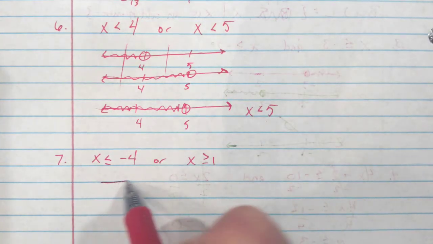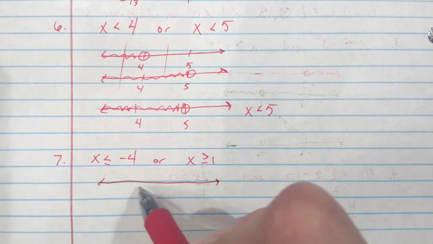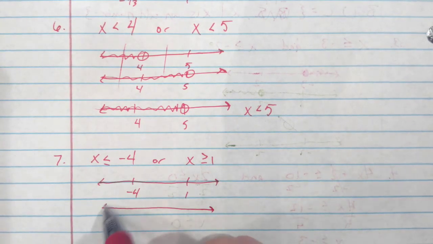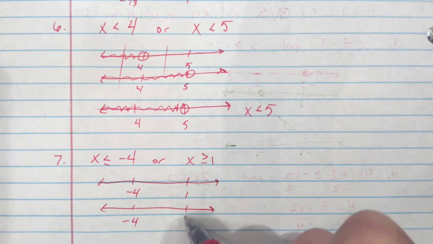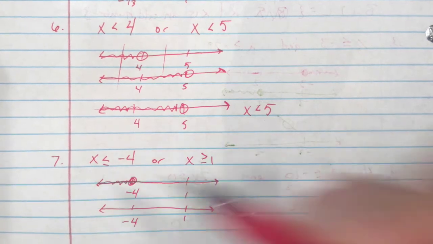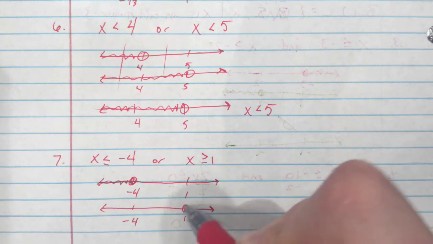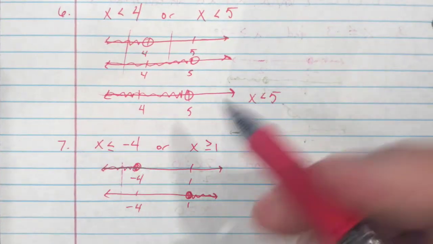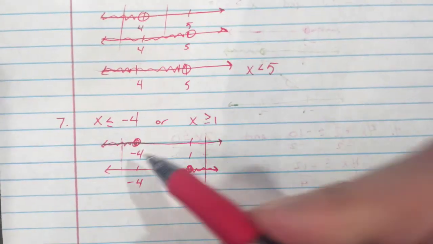On this one, I wanted to put this one because it's a little bit different. -4 on the left, 1 on the right. That would be a closed circle on -4, shaded to the left. That would be a closed circle on 1, shaded to the right. Where is it true for at least one of them? Well, it's true for at least one of them here and there, not in the middle.